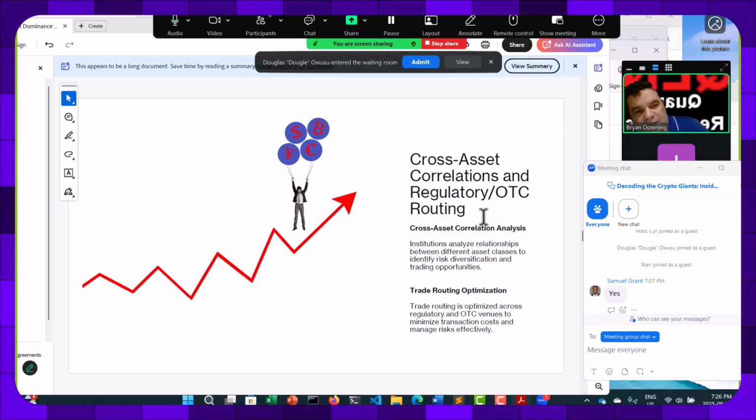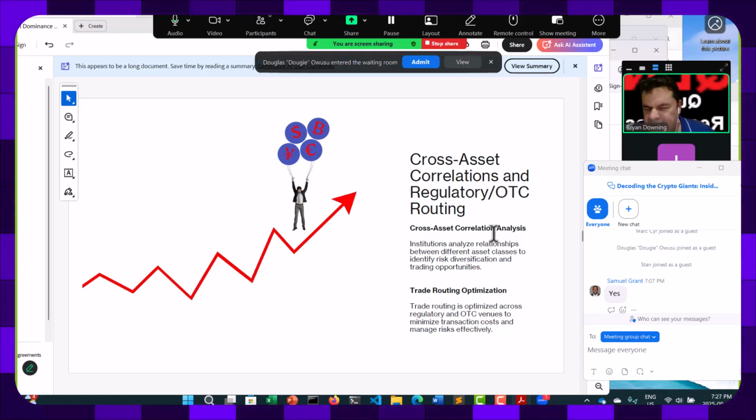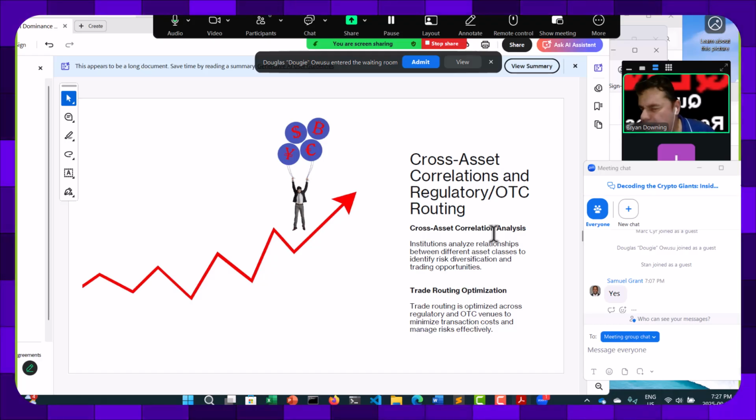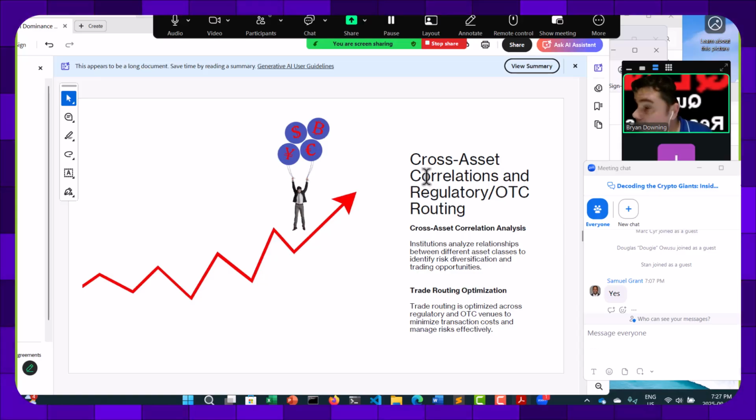So another thing they do is something called cross-asset correlation and regulatory over-the-counter routing. What they're doing is a correlation analysis. So in the world of Bitcoin, as I said, they'll be analyzing what's going on in the world of Deribit. They'll be looking at what's going on in maybe Coinbase or Binance, the bigger crypto exchanges.